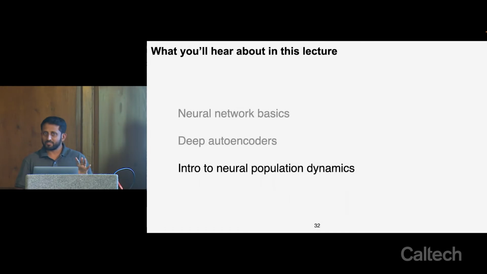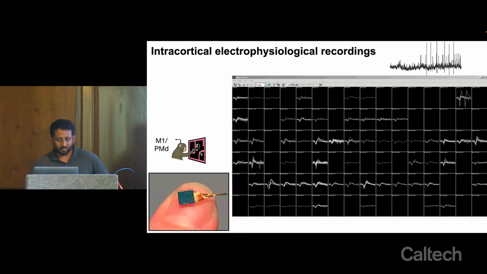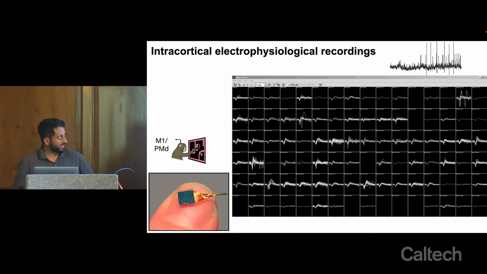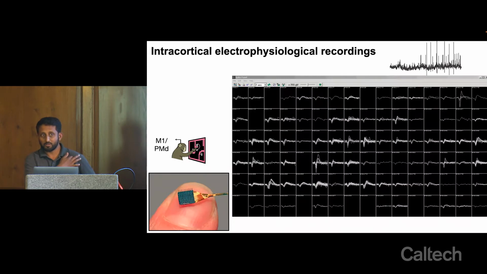So I'm still on the first set of slides. I just wanted to wrap up the intro to population dynamics, and then we'll switch over to the method slides. So part 3. We talked about the types of data that you'll be thinking about: these intracortical neural recordings.